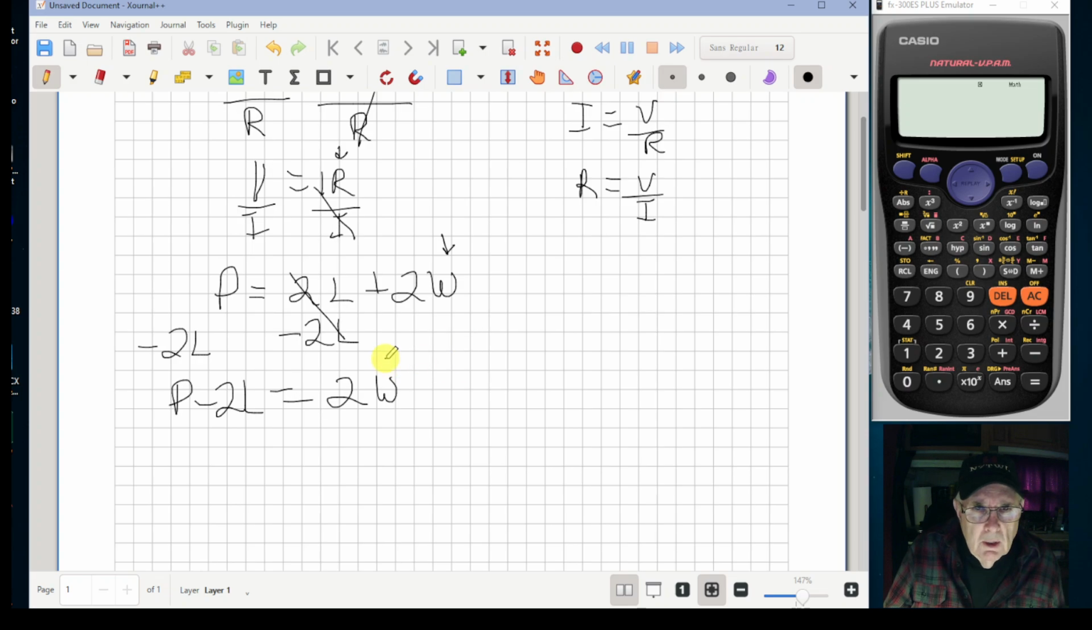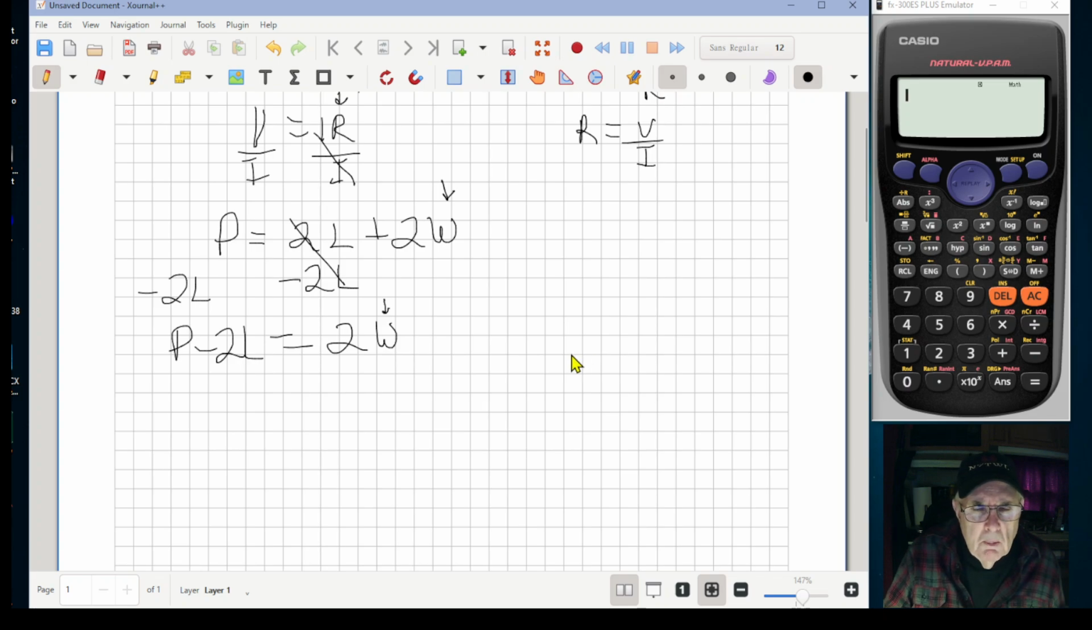All right, I'm still interested in my W here. So what is being done to it? It's being multiplied by that 2. That's the only thing left. Since it's multiplied by 2, let's divide by 2 to get rid of it. But I have to do both sides. That cancels to 1, and there's my formula: W is equal to P minus 2 times the length, all divided by 2.